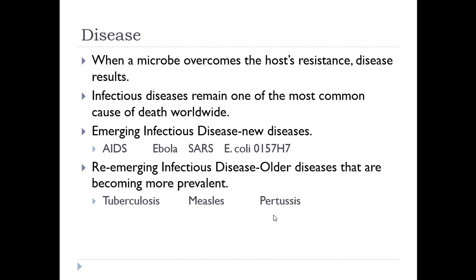These are pretty common ones: AIDS, Ebola, and SARS. We also have other infections that are becoming more prevalent because of things like resistance. So bacteria can become resistant over time to certain antibiotics that we're taking. A common one is penicillin, and I know that some bacteria are resistant to this.